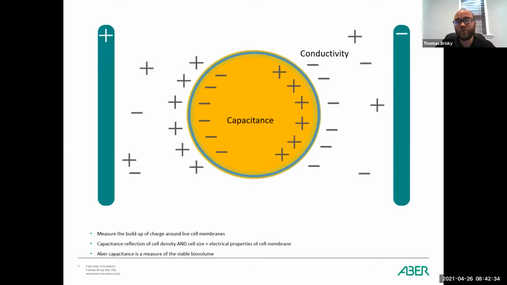It is important to note here that we are measuring the buildup of charge around the live cell membranes. Therefore, capacitance is not only a reflection of cell density, but also cell size. We are effectively measuring the viable biovolume. And this is important to remember going forward, since we will be utilizing this very principle to our benefit in various applications that we discuss.